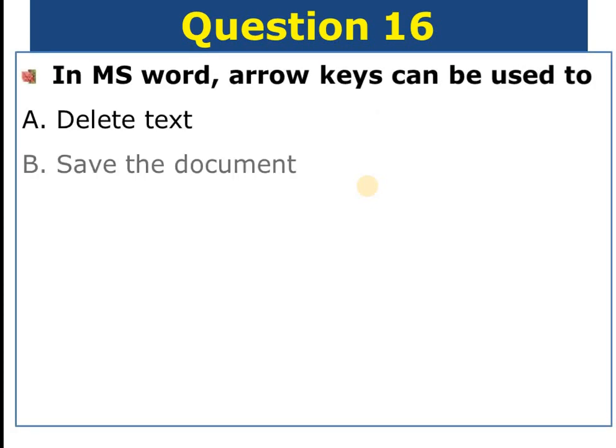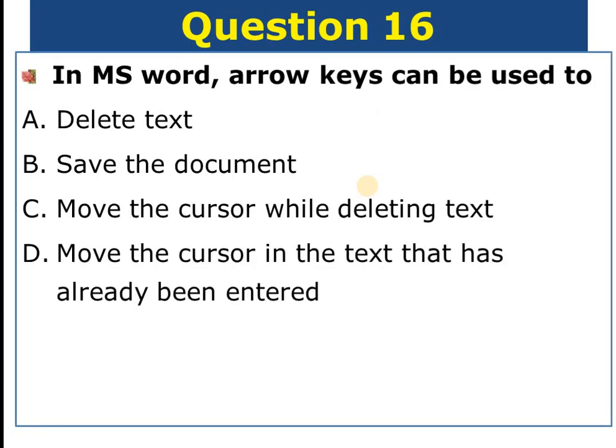Here is question number 16. In MS Word, arrow keys can be used to A. delete text, B. save the document, C. move the cursor while deleting text, D. move the cursor in the text that has already been entered. The answer is choice D. The arrow keys are used to move the cursor in the text that has already been entered.